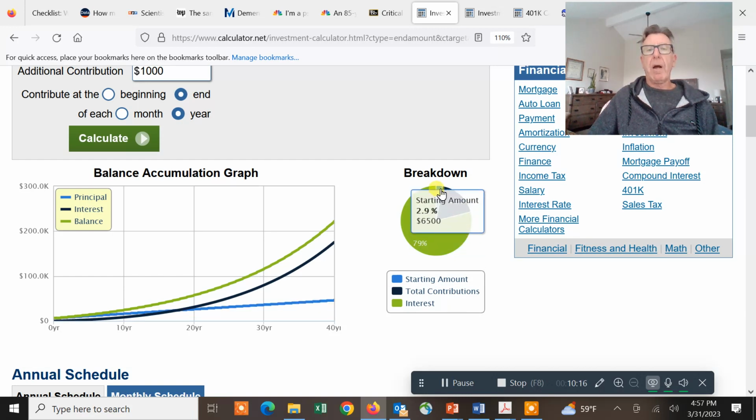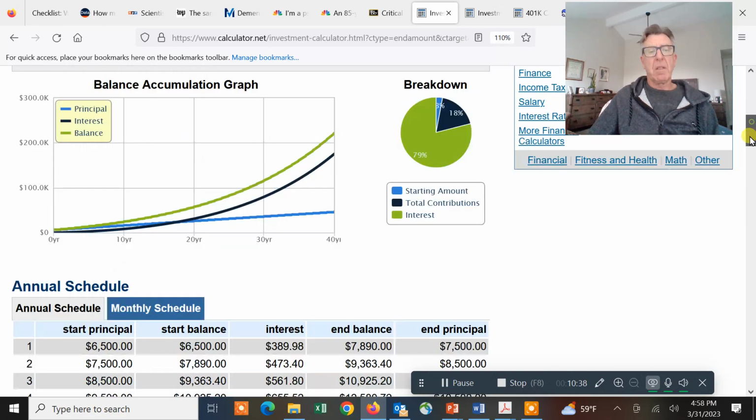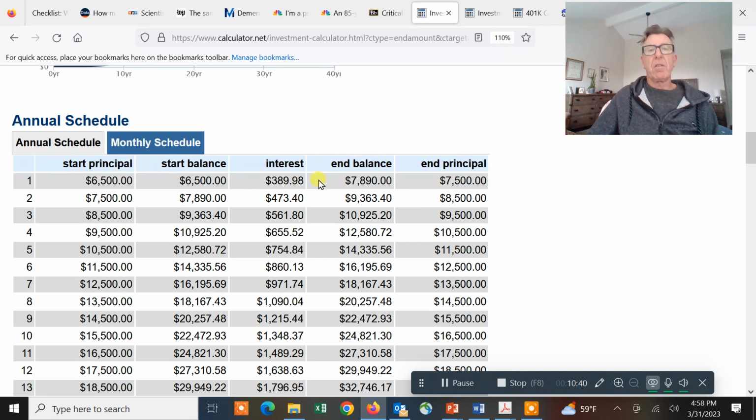So my starting amount was 6,500. The total amount that I put in was 40,000, because I remember I was putting $1,000 in a year. But look at the gain that I had right here. We're looking at all the interest that's coming in. This is interest plus the principal, this is my balance. So that's pretty awesome, and this just shows you how things compound.